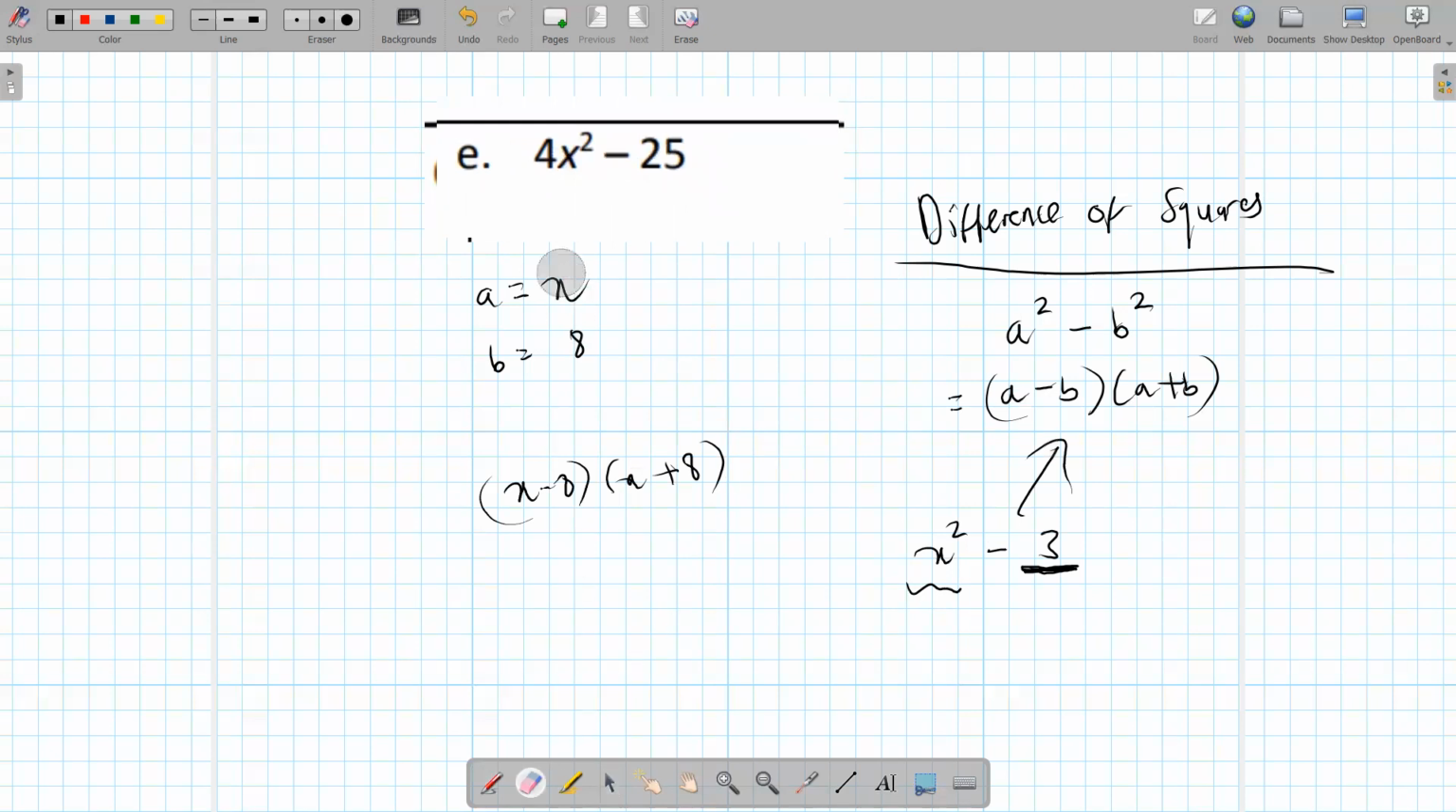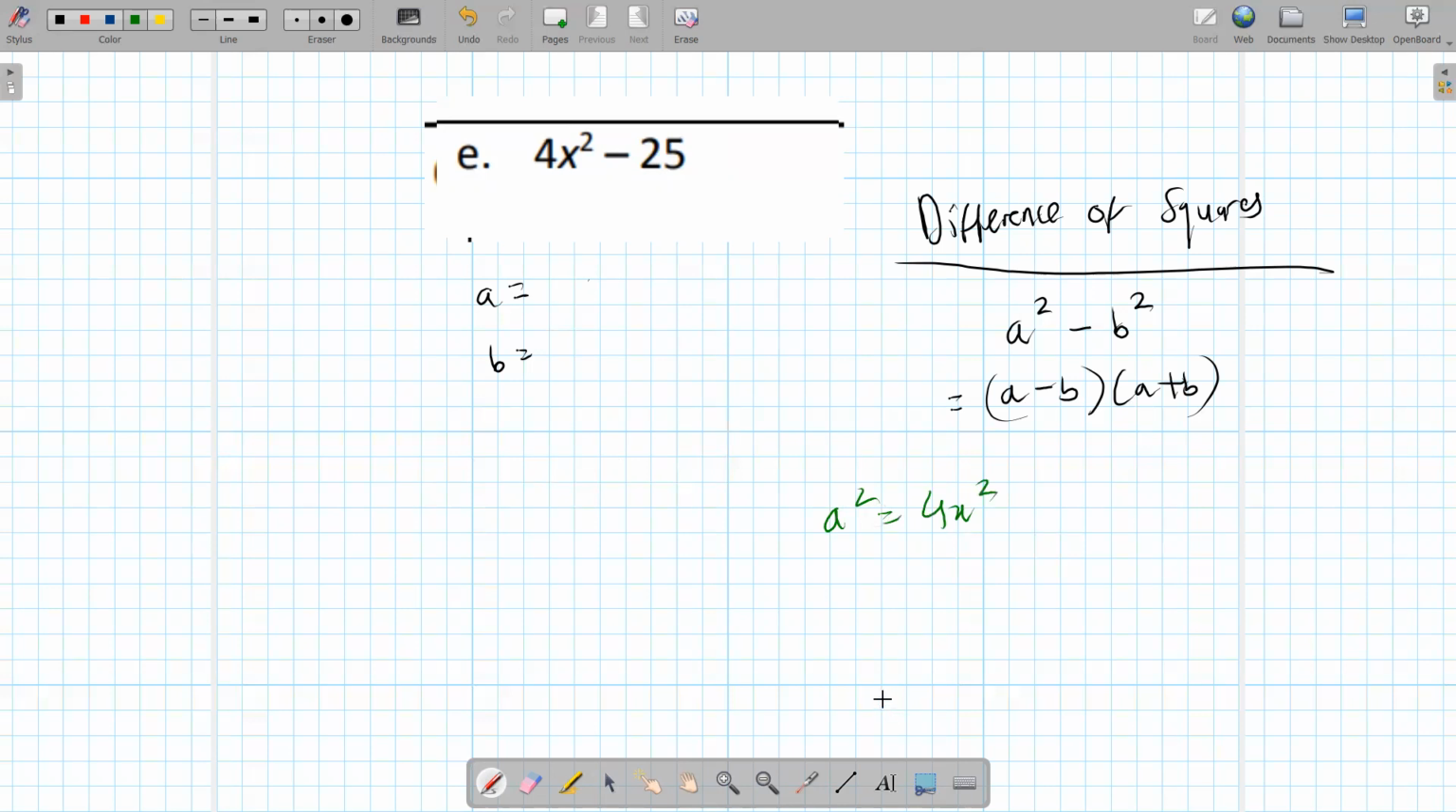What about here? What is a and what is b? A is 4x. No, that's a squared. A squared is 4x squared. To find a, you need to square root both sides. A is going to be the square root of 4x squared. You can do them individually. Square root of 4 is 2. Square root of x squared is x. So a is actually 2x. What is b? 5. Right, and then you can write this as 2x minus 5 times 2x plus 5.